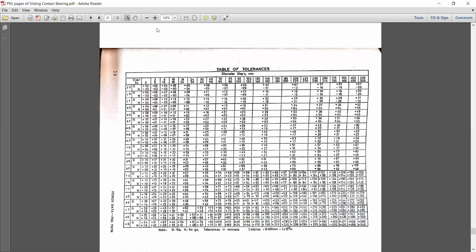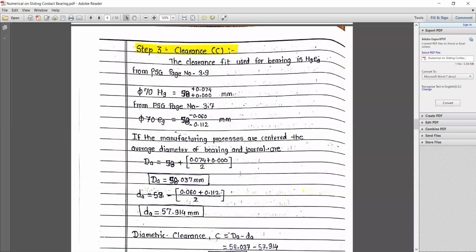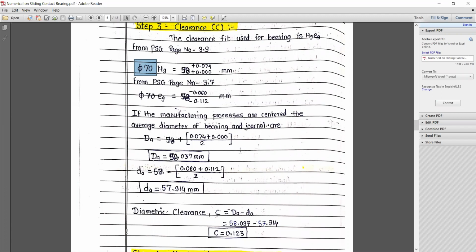Now go to the design. Based on this value, just make sure the diameter should be 58. By mistake I have written minus 70 H9 and 70 E9. It should be a diameter of 58 H9 and 58 E9. So by referring to this tolerance table, we have noted down the tolerance values.